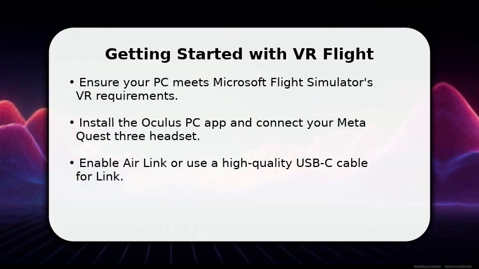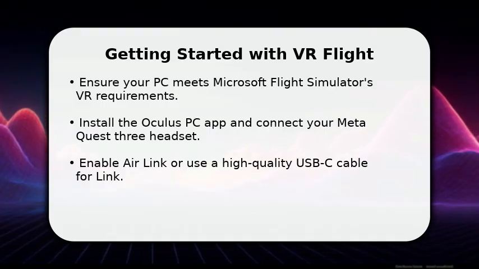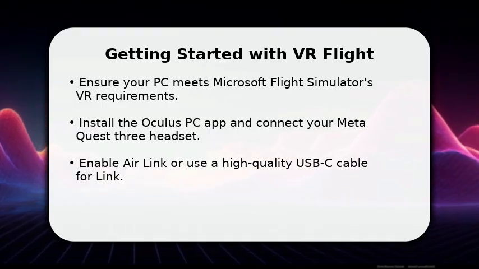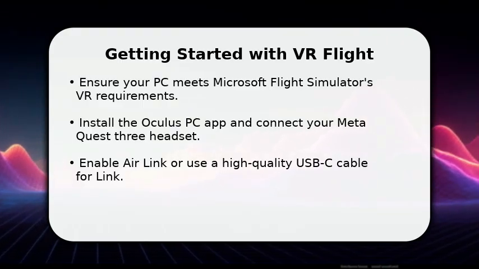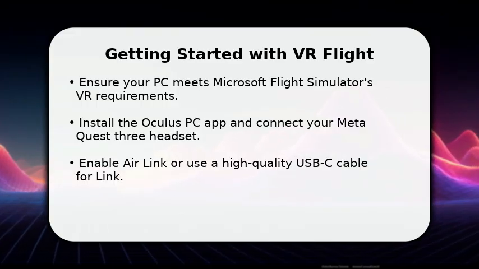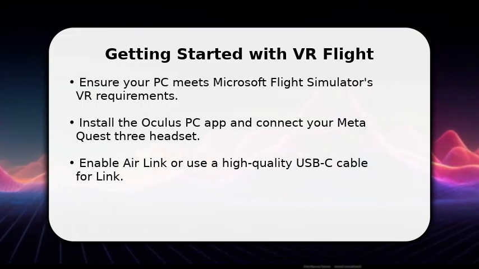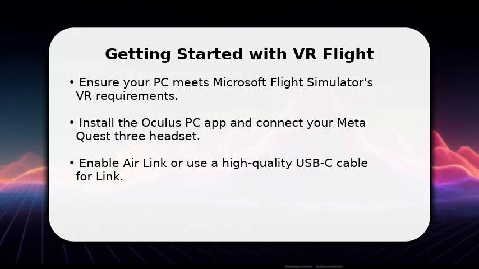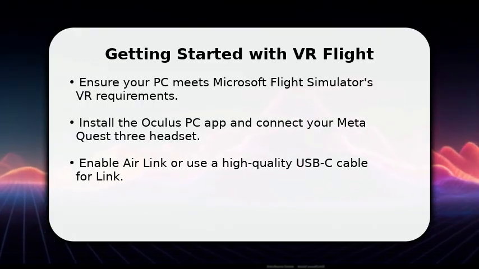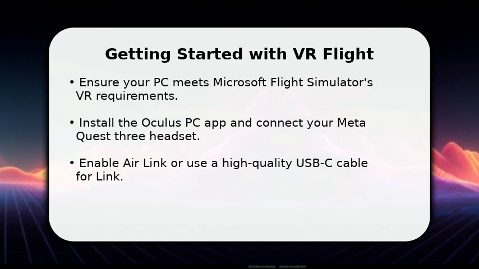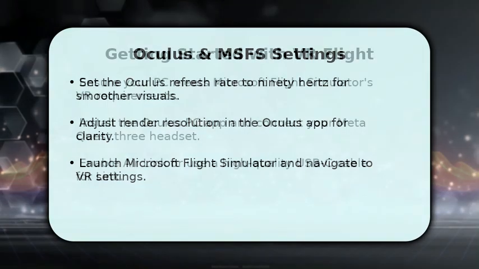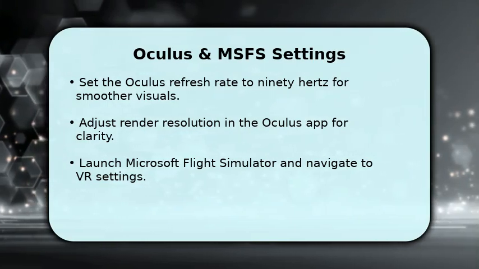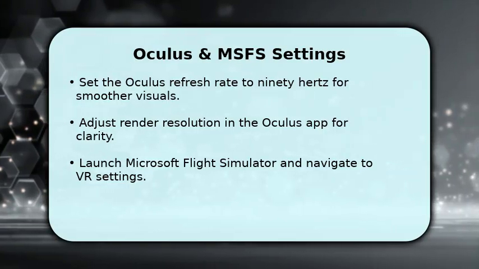You'll need a powerful graphics card, like an NVIDIA RTX 3000 series or AMD Radeon 6000 series, and at least 16 gigabytes of RAM. Next, download and install the Oculus PC application. Then connect your Meta Quest 3 headset using either AirLink for wireless play or a high-speed USB-C cable for a wired connection. Once your headset is connected, open the Oculus PC app and fine-tune your settings.